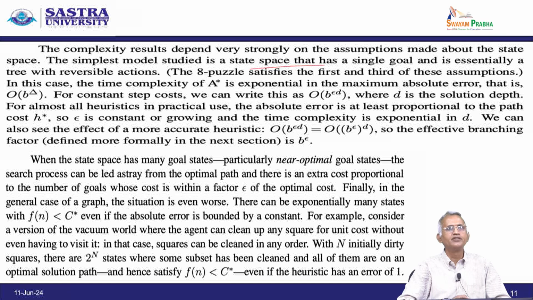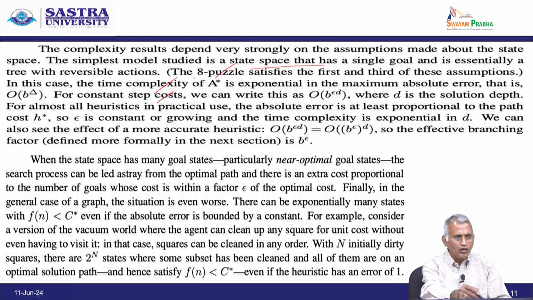So, the 8 puzzles satisfy the first and third of the assumption. In this case the time complexity of A star is exponential in the maximum absolute error, that is order of b power delta for constant step cost. So, we can write this as order of b power epsilon d, where d is the solution depth.